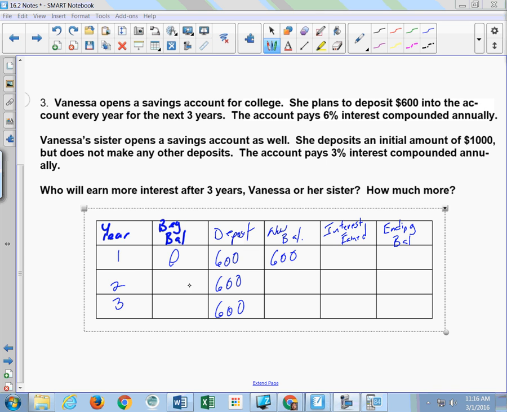So we start at year 1, deposit 600, so our balance is 600. We're going to put 600 into the formula. So 600, open parenthesis, 1 plus 0.06, because that's our interest rate. Don't have to put it to anything. Hit enter, and you should get 636. To get our interest earned, subtract these two. 636 minus 600 is 36. Take our ending balance, move it to the beginning balance, 636.